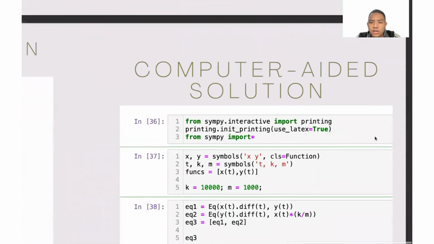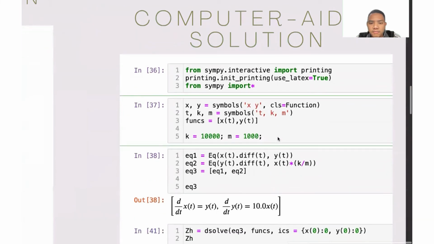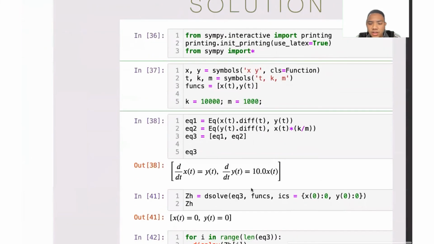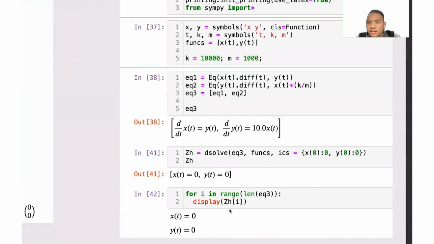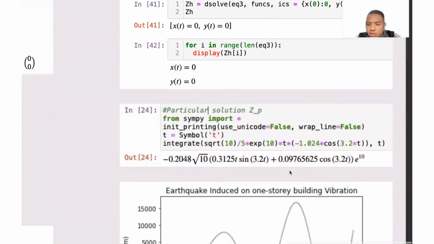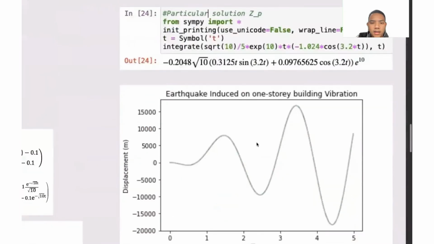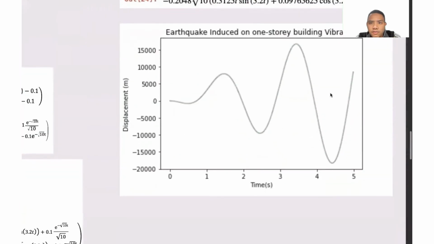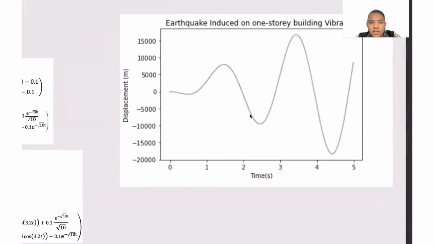For the computer-aided solution, we use simple coding. We use Python, importing SciPy, and we use the differentiation and get the vector zh, and then we get the vector zp. We just put it out as yt, and then for the graph, we just print out yt, which is the displacement.